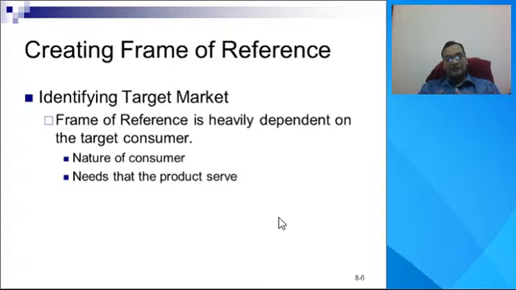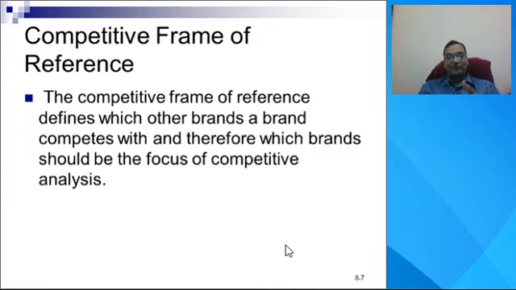So as a marketer, you need to have a clear profiling of the consumer that you are trying to target. That essentially is the prerequisite for a proper positioning strategy. The next step is, of course, once you have an idea about the target market, to create a competitive frame of reference. Now, the competitive frame of reference defines which brands a brand competes with, and therefore which brand should be the focus of competitive analysis.